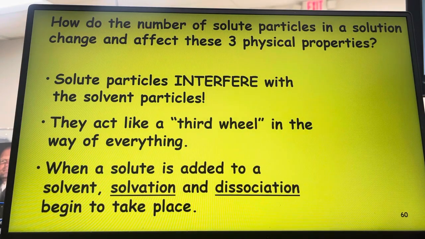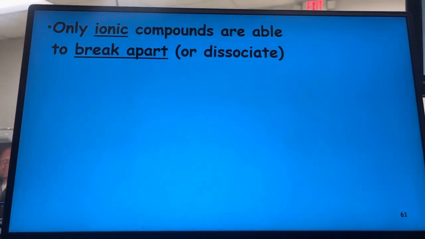So when a solute is added to a solvent, imagine adding sugar or salt to water, simply put, and you get the solvation. That was your notes from yesterday. Hopefully you looked at them. And then you get dissociation that starts to take place. They start to break apart or dissociate, right? But only ionic compounds are able to break apart or dissociate.